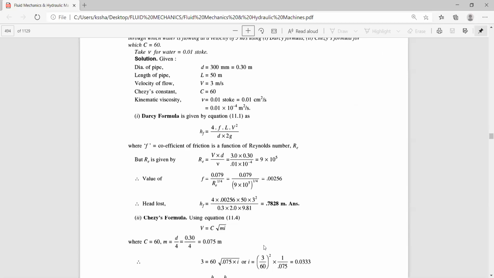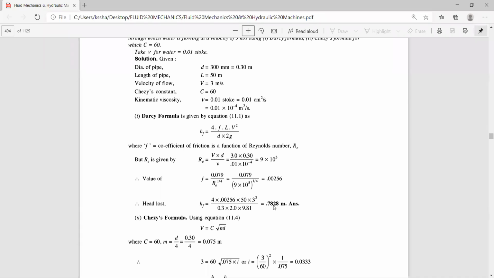Next, head loss hf is given by 4 f L V square by D into 2g. 4 f is 0.0256 into length is 50 meter. Next, V square is 3 square, velocity square, divided by D is 0.3, 2 into g is 9.8. So the head loss using Darcy's formula is given by 0.7828 meter. You have to remember here that the unit for head loss due to friction is meter.